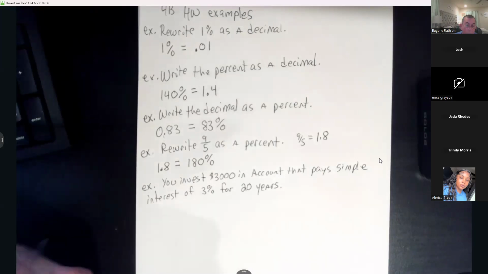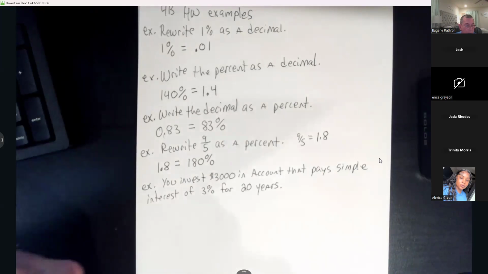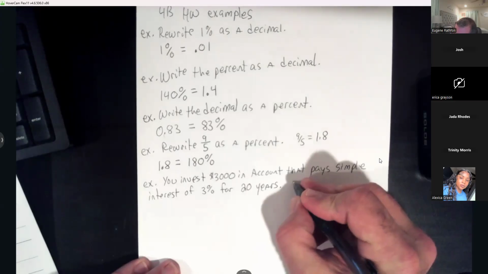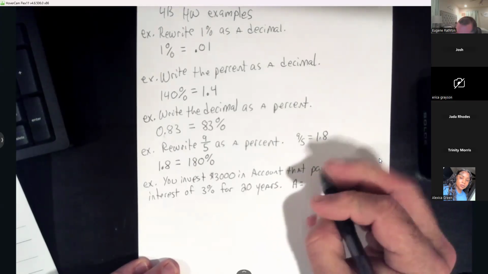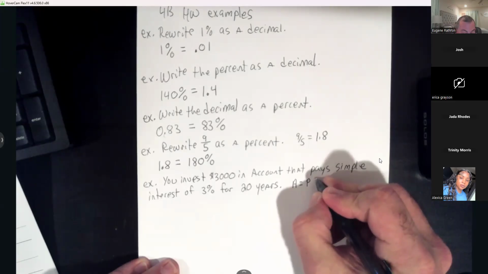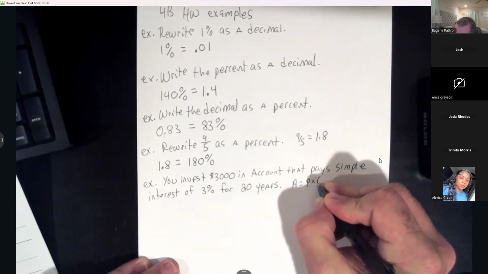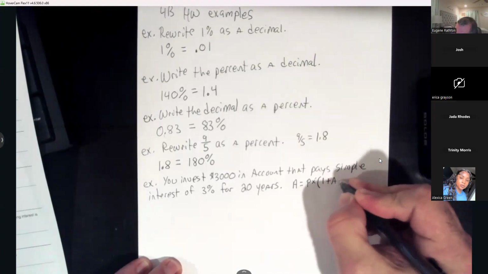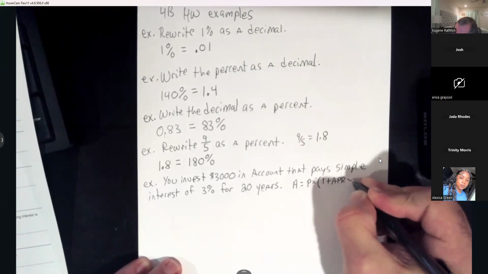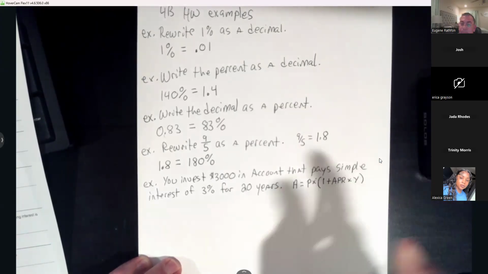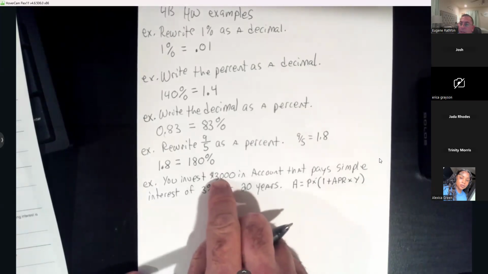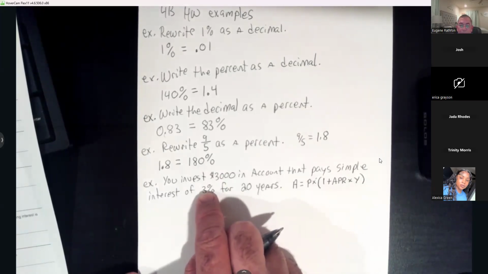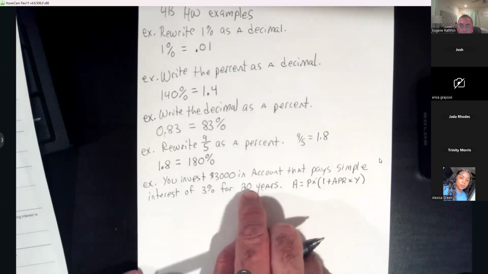All right, y'all, so we're going back to our simple interest formula. And remember, simple interest was A equaled P times 1 plus your APR times the years. So here, our P is 3,000. Our APR will turn that percent into a decimal. And then our Y is 20 years.